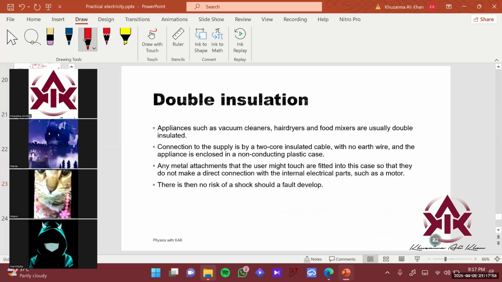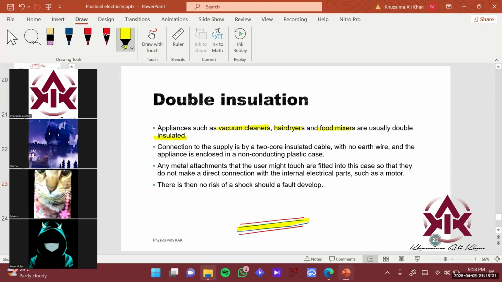Then we have double insulation. You could have cables with double insulation, right? That contain double layers of plastic, and the metal wire is inside these two layers. This again helps protect from electrical shocks and leads to the safe use of the appliances. Vacuum cleaners are widely used by humans, right? Hair dryers are used daily by men and women both. Food mixers have cables which are double insulated, right?